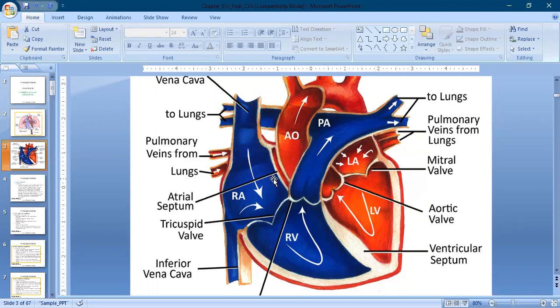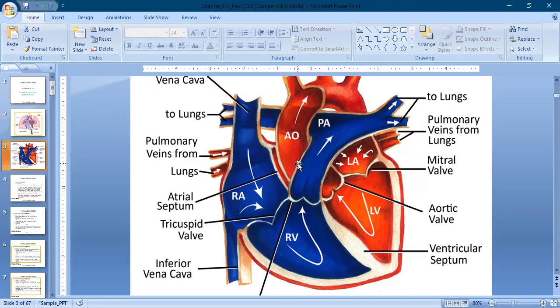The problem is if there is any kind of opening between the two atria, the blood goes from the right atria to the left atria. I said the wall is called the atrial septum. If this wall has an opening, this is called atrial septal defect. One problem. So if you ask me, if blood is mixing here, what's the problem?